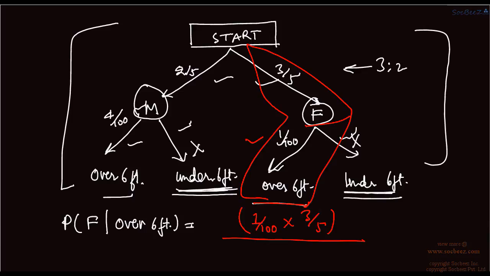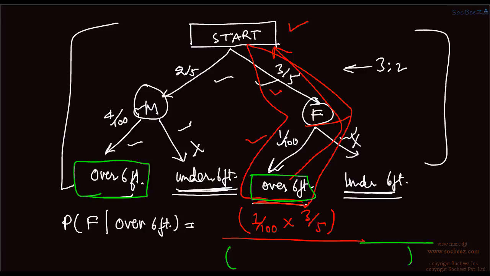We multiply the probabilities along the branches in a tree diagram, because we are going from the start down along the whole branch, and we just multiply the probabilities. Now when you have done this, you will see the total cases. The total cases are over 6 feet: this one case and this one case. So you will write the total probability in this case.